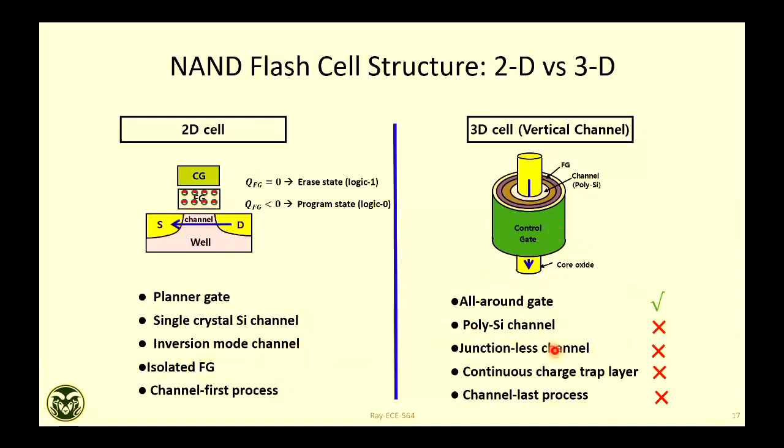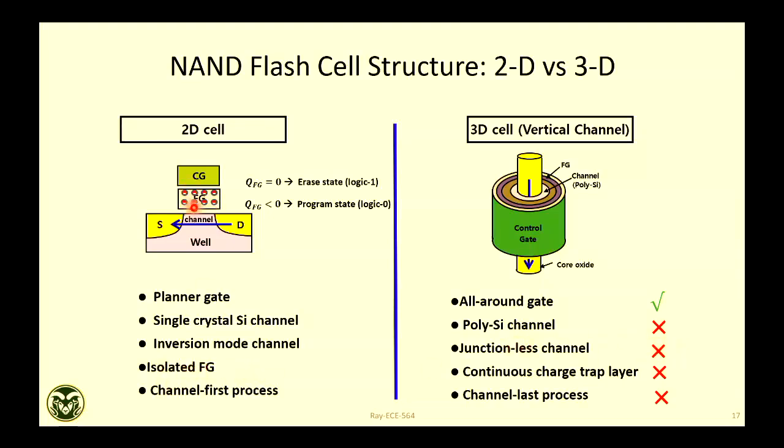From inversion mode channel to junctionless channel, right? Here you can dope, for example, source and drain highly doped, right? Source and drain, you talked about when you talked about MOSFET. In this 3D NAND, how can you dope? You're growing, right? It has to be an undoped channel. So those regions are not doped. That means they will have higher resistance and they will cause lowering in the current. Okay, so junctionless channel is another negative thing.